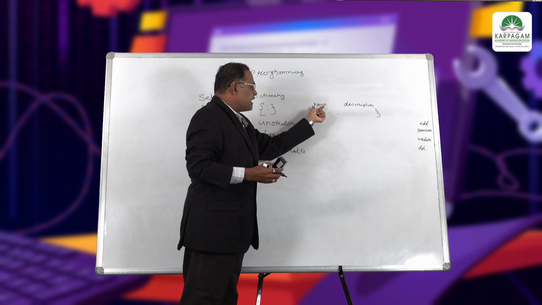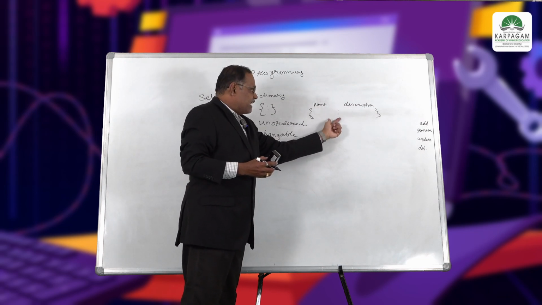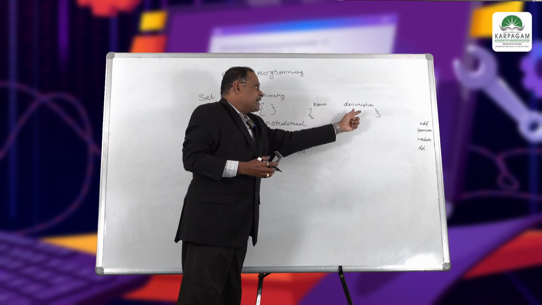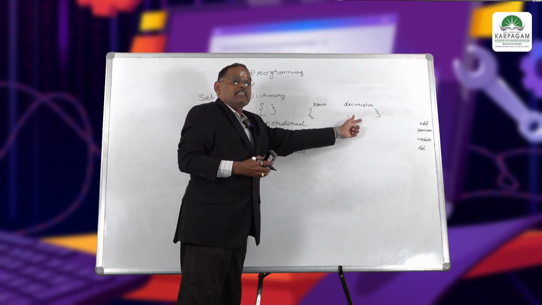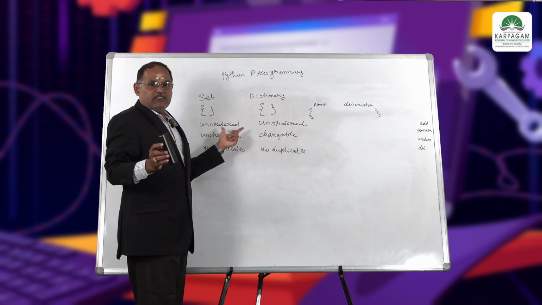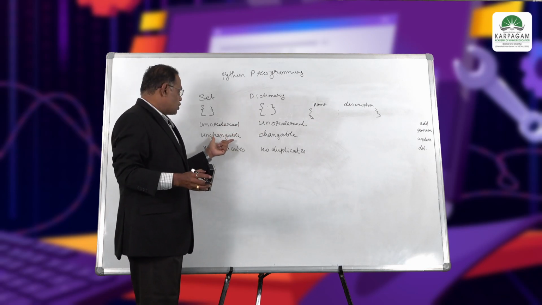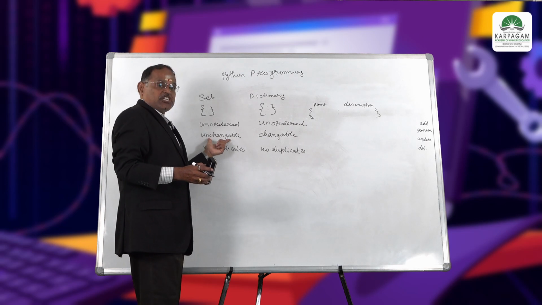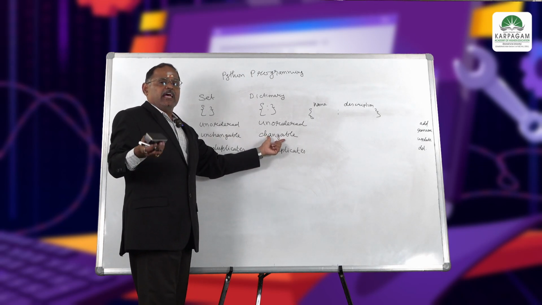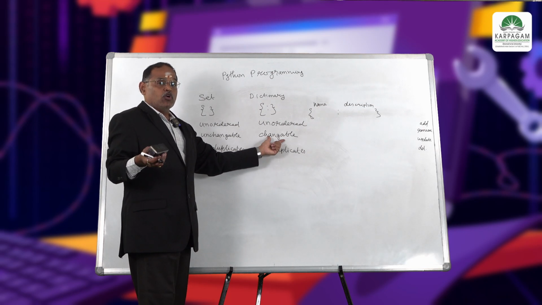Here we have the name and description concept. The left side of the colon is considered as a name and the right side of the colon is considered as a description. Here both are unordered. Here we do not have any indexed concept. So the set is unchangeable and the dictionary is changeable. If I want to add something more, then I can give some more descriptions.